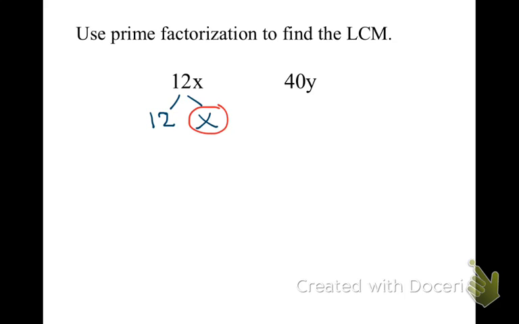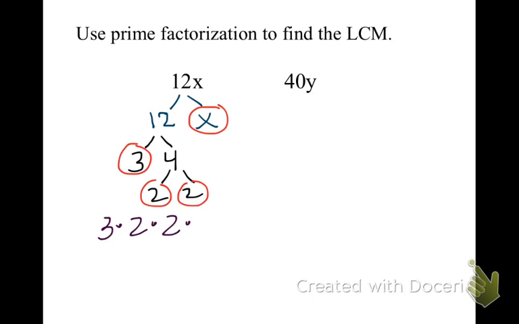Let's see, with 12, I think of 3 and 4. I know 3 is a prime, so I go and circle it. 4 can be broken up into 2 and 2, all primes. So then I go and multiply it, so I get 3 times 2 times 2 times x. Then look at my 40y. Break it apart, I get 40, I get y. Y is a prime, can't get any smaller, so I go and circle it. Let's see, with 40, I think of 2 and 20. 2 is a prime, so go ahead and circle it.